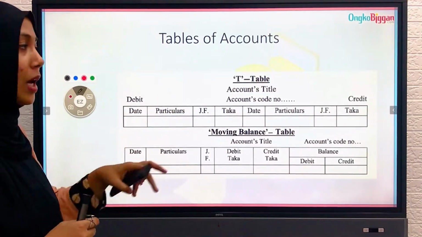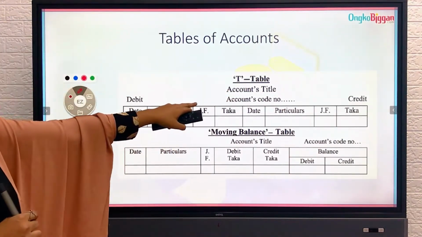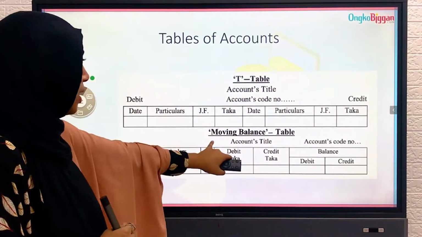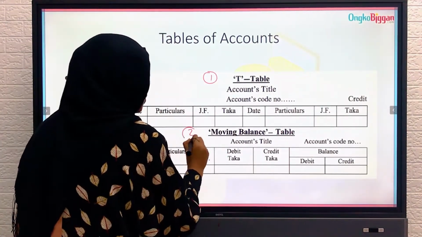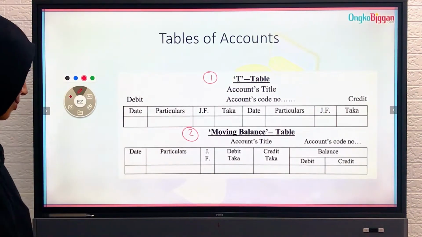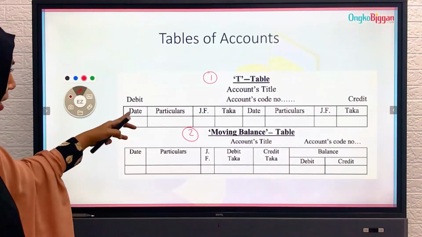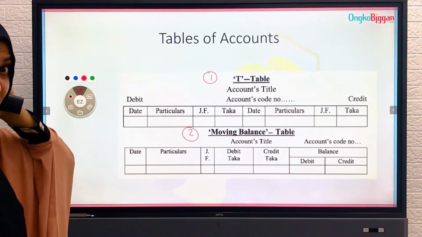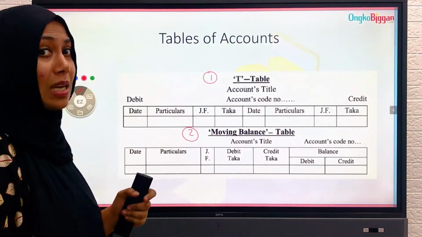These are the two. Number one is the account T table, that's the account title, and number two is the moving balance table. Okay? If you see, you might see that they're kind of similar, right? But there's a difference as well. So let's talk about the features of these two tables.